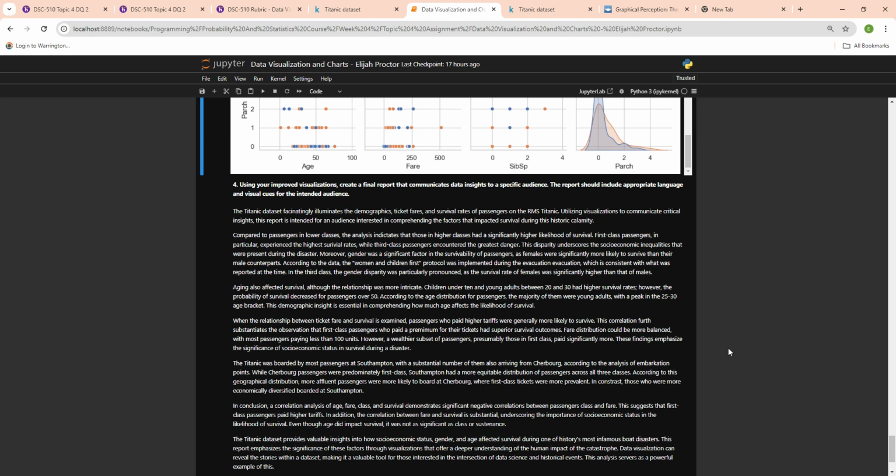And this report highlights how data visualization can uncover important stories within a dataset, and it makes it a valuable tool for understanding historical events like this Titanic disaster.